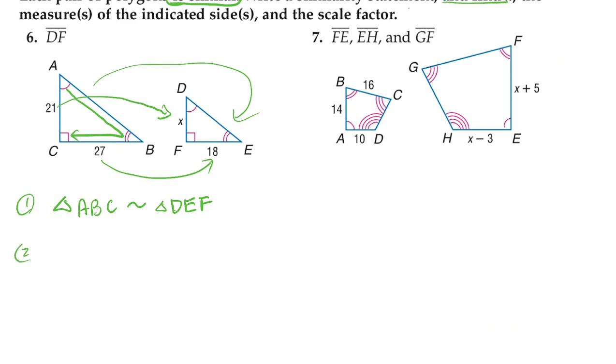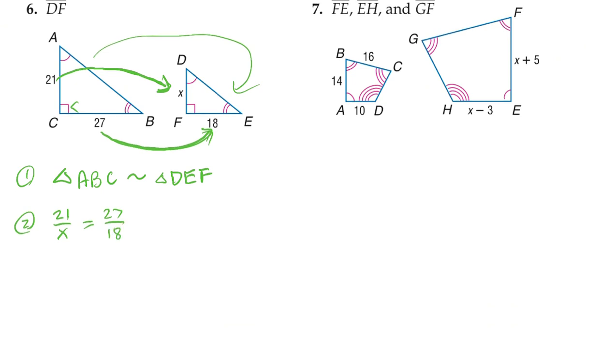So for 2, I know which sides match with which. So let's set up that proportion. Well, we know 21 is to x. So remember, I'm going from the left triangle to the right, so I can't then go 18 to 27 backwards. I have to go in that same order. Okay, so 27 is to 18. Okay, so those ratios need to be the same. All right, and then we just solve.